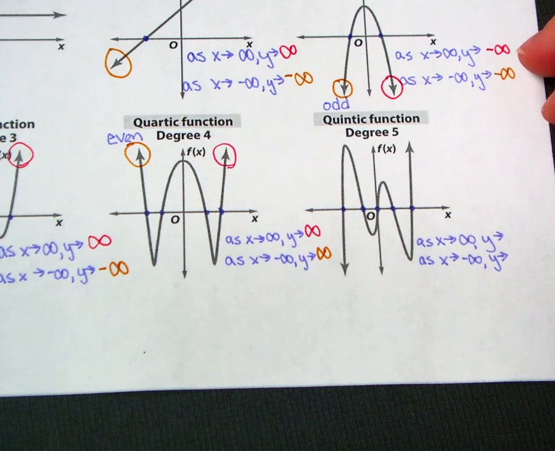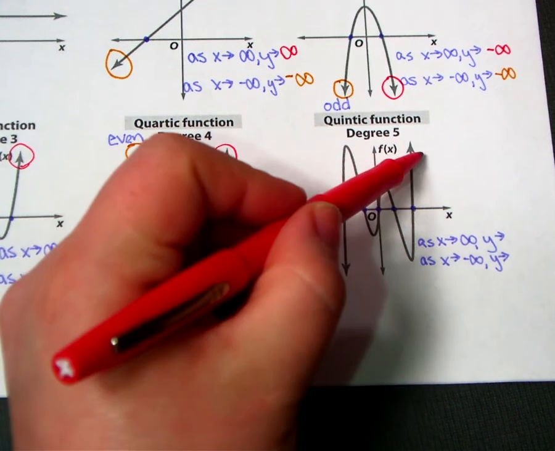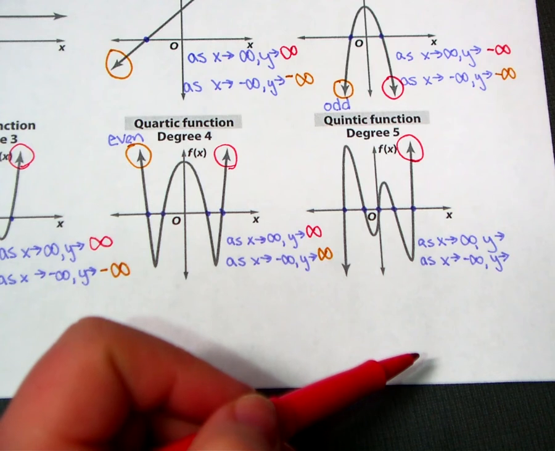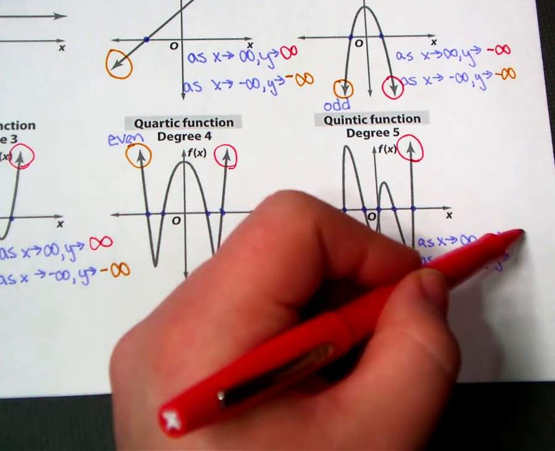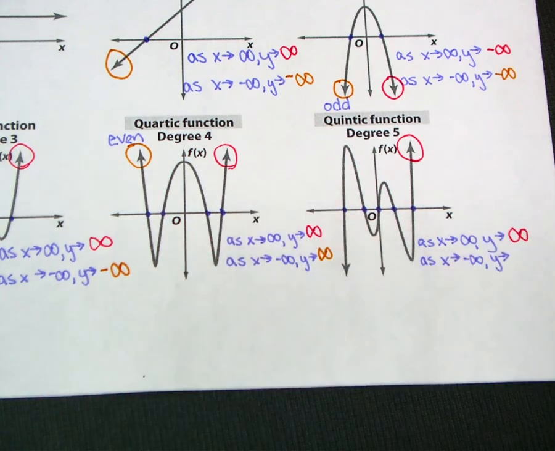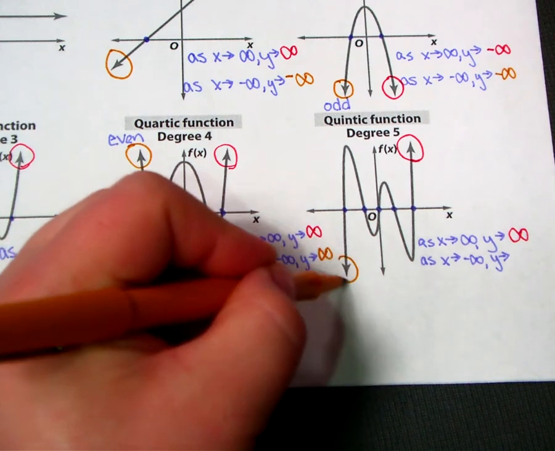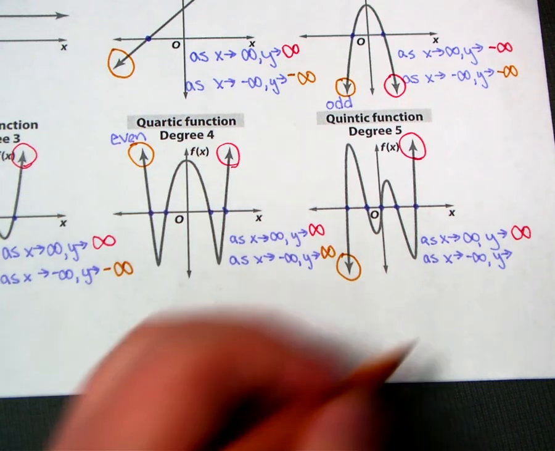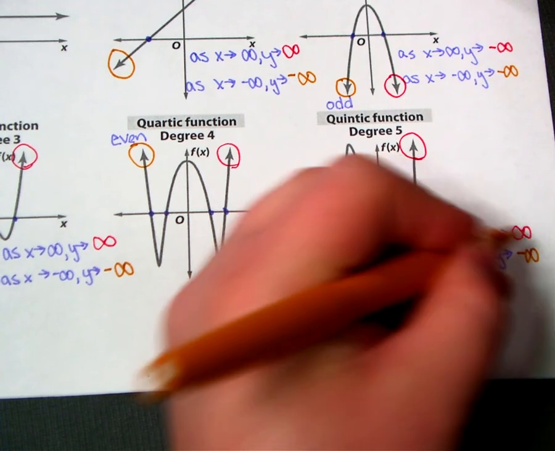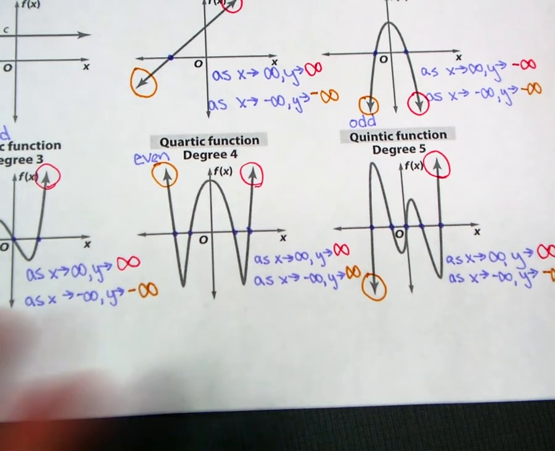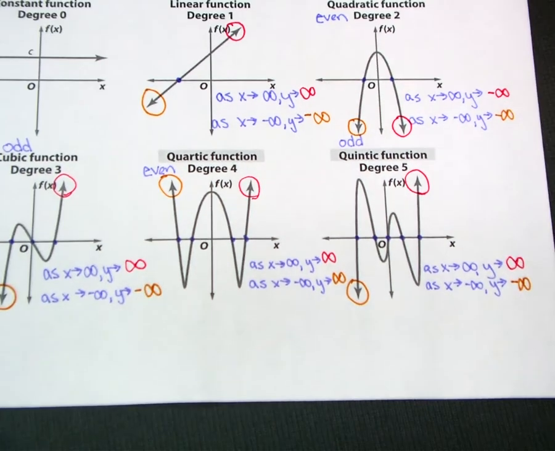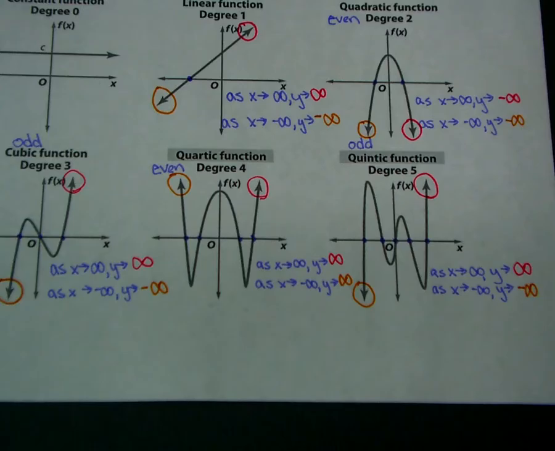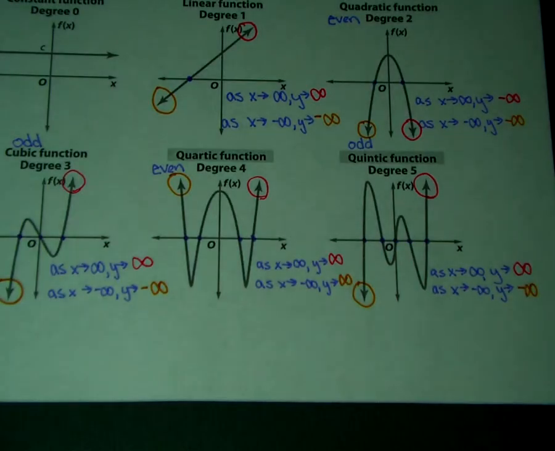Let's look finally at the last odd one here. So the right arrow, as x approaches positive infinity, y approaches, it's pointing up, so it's positive infinity. As x approaches negative infinity, that's our left arrow. It's pointing down, so y approaches negative infinity. So take a look here at the differences between even and odd.